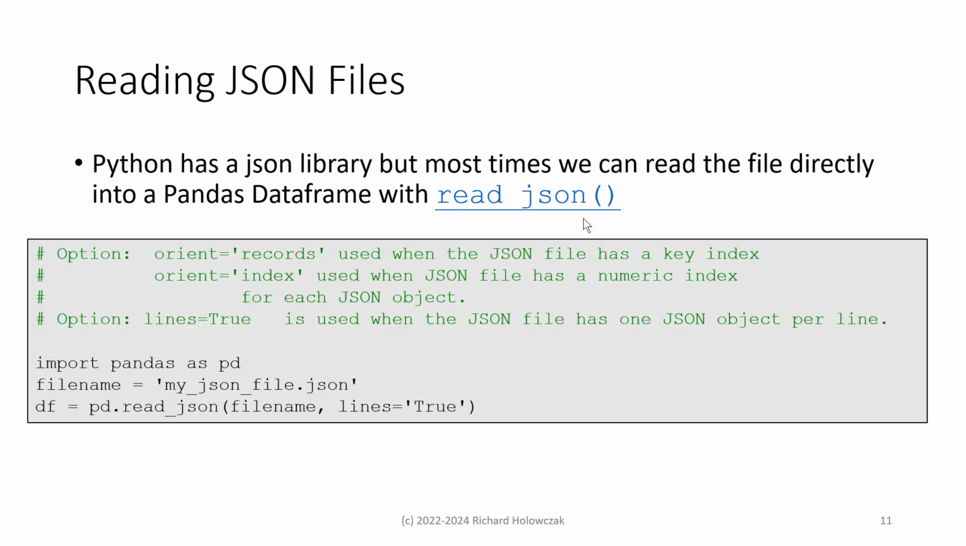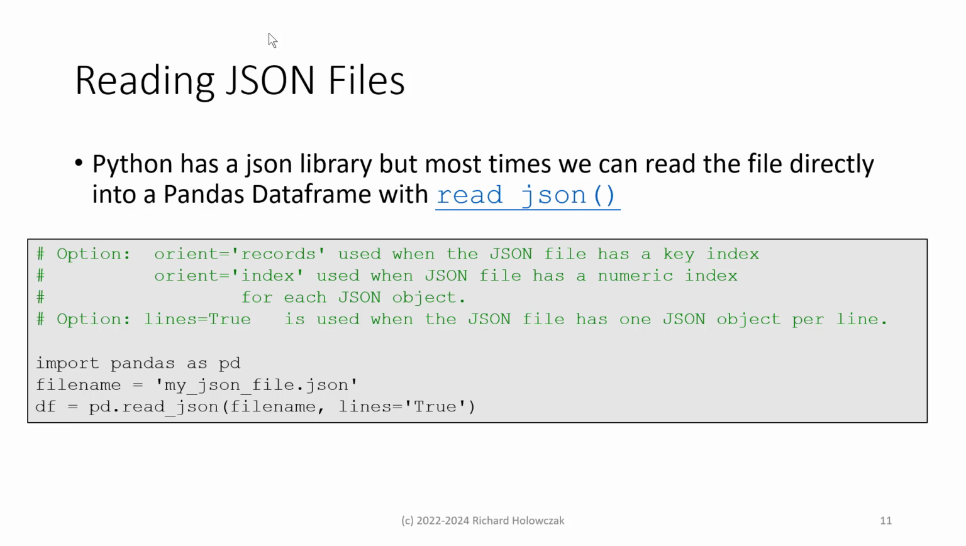For reading JSON files, Python has a JSON library by itself, but again, most of the times we want to read this data directly into a pandas data frame, and we can do that with the read JSON function. Just like in read CSV, there's a whole bunch of options that you can specify in order to control how the file is read. The orient records option is used when the JSON file has a key index, so some type of a key and a value will be the actual document itself. The orient equals index is used when the JSON file has a numeric index for each JSON object.